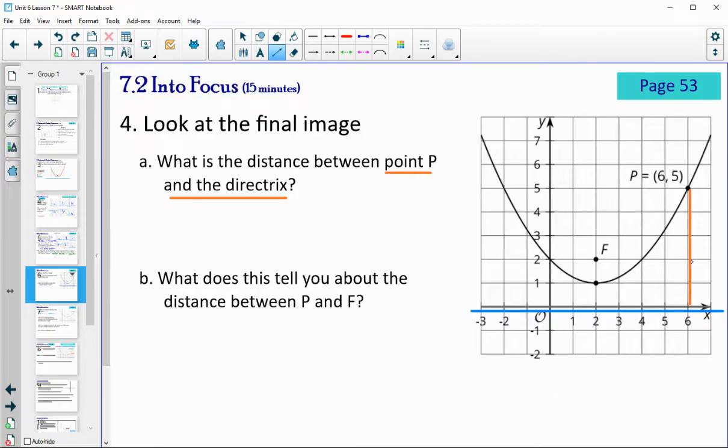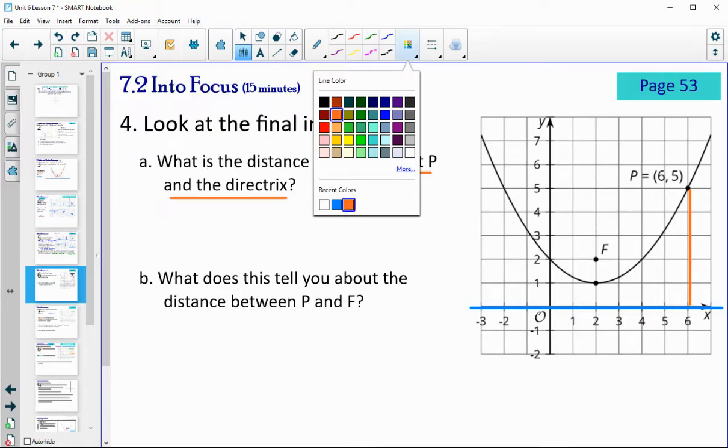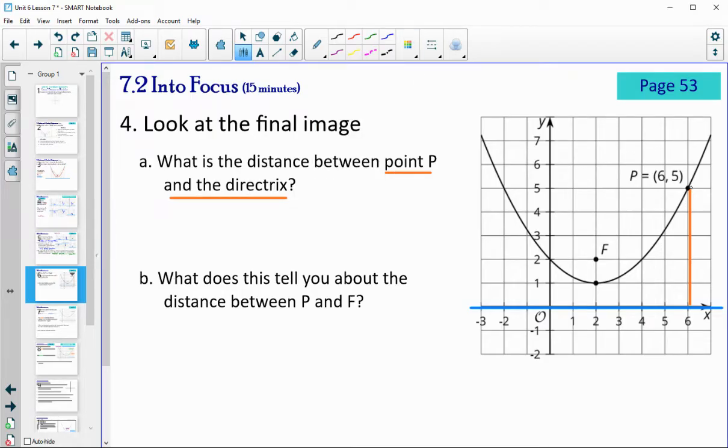And so remember, we would just drop a vertical line to a horizontal to count the distance. So then just figure out that distance. You can either count how far it is, since we've got grid lines. We also see that this height is at 5 and the directrix is at 0. So we know that that distance is 5.